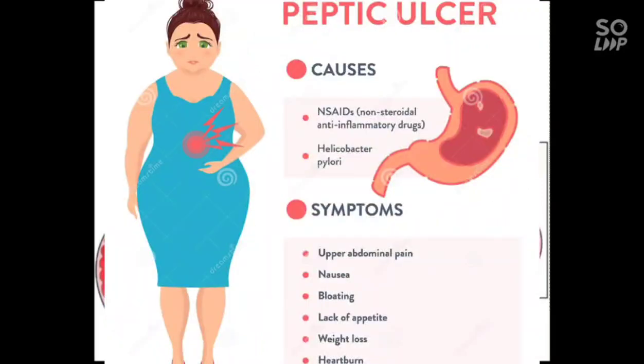Causes of peptic ulcer. Ulcers are caused when there is an imbalance between the digestive juices produced by the stomach and the various factors that protect the lining of the stomach. Symptoms of ulcers may include bleeding. On rare occasions, an ulcer may completely erode the stomach wall.